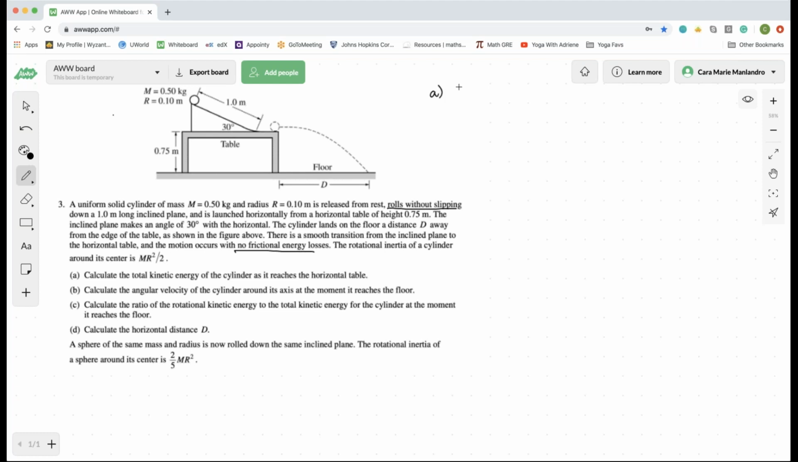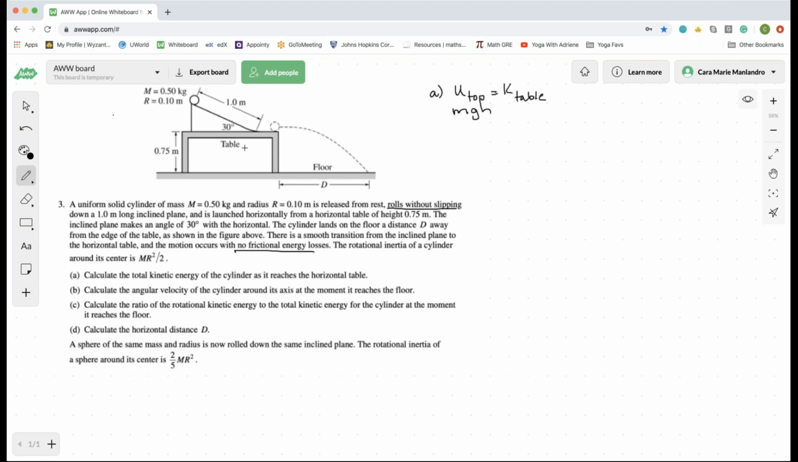So let us start with A, the kinetic energy of the cylinder as it reaches the table. So this one should not be terrible. All right, this is going to be your potential energy at the top. And then it's going to equal the kinetic energy at the table. All right. So we should say that this is mgh. Everybody agree with that? Yeah? All right. So mgh.